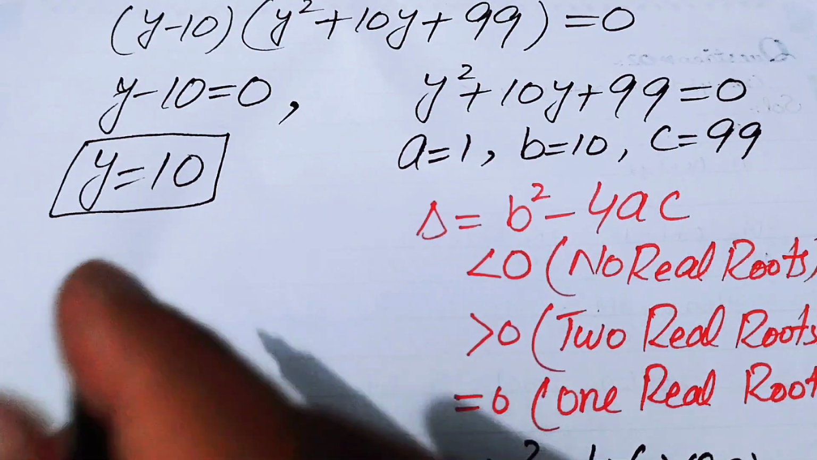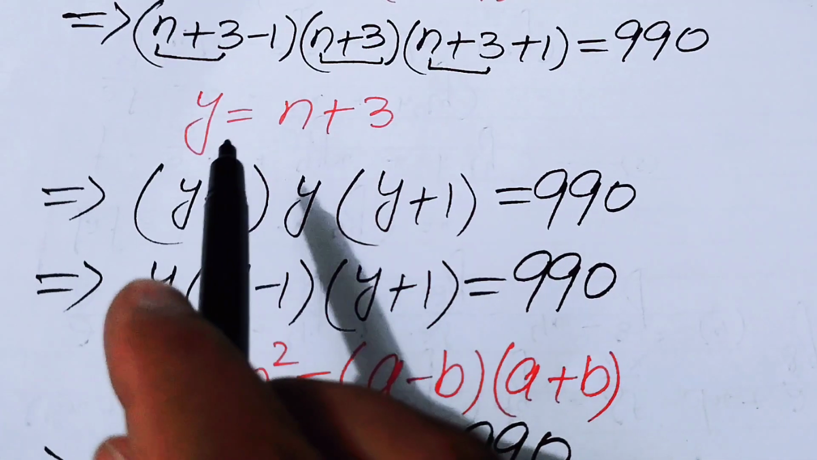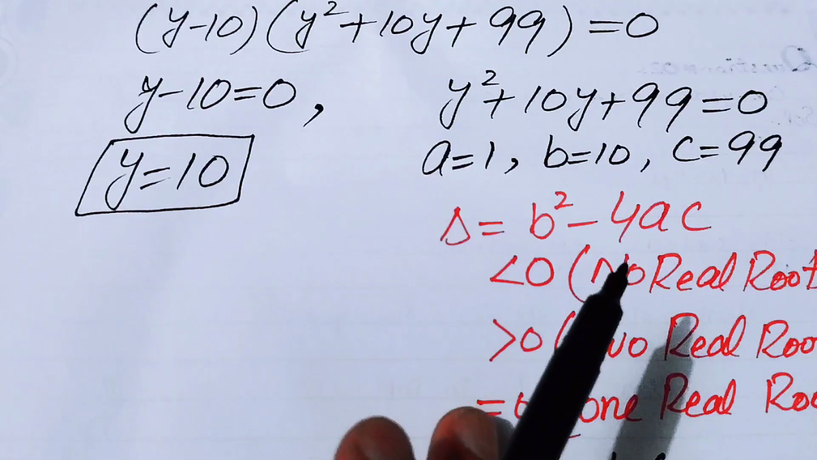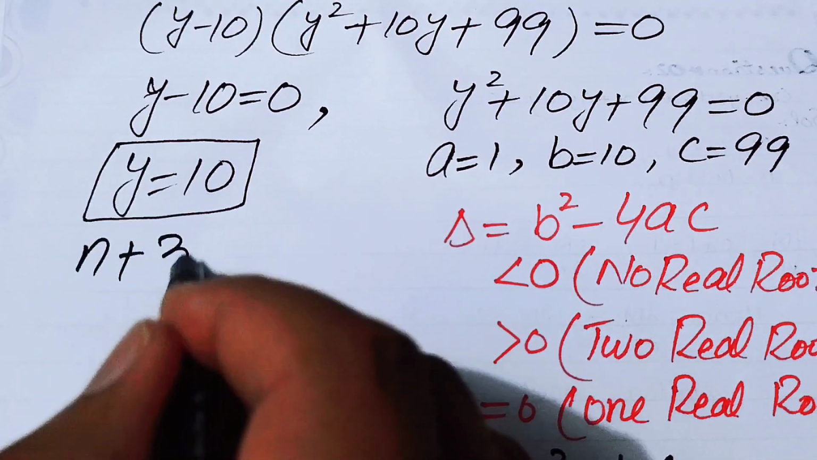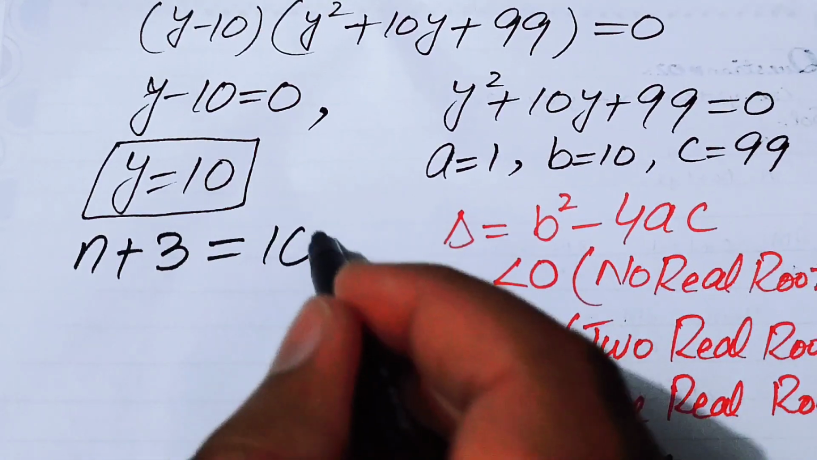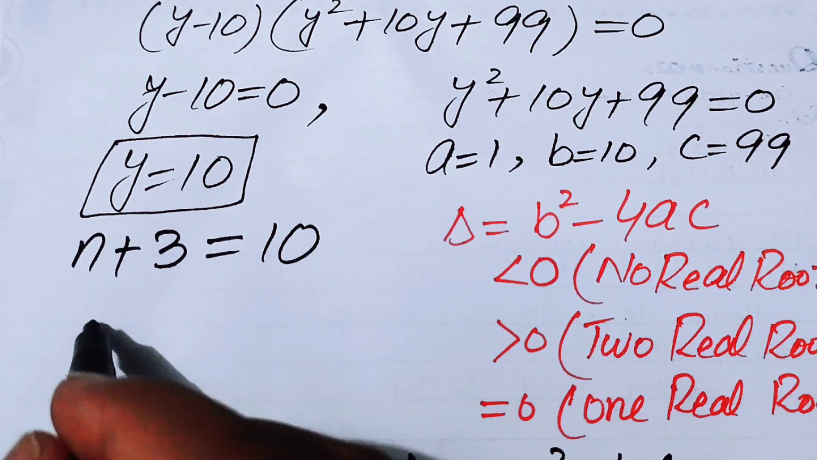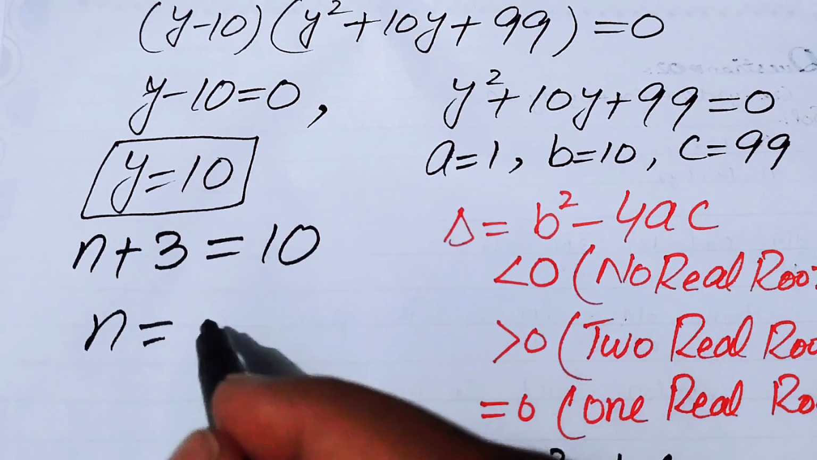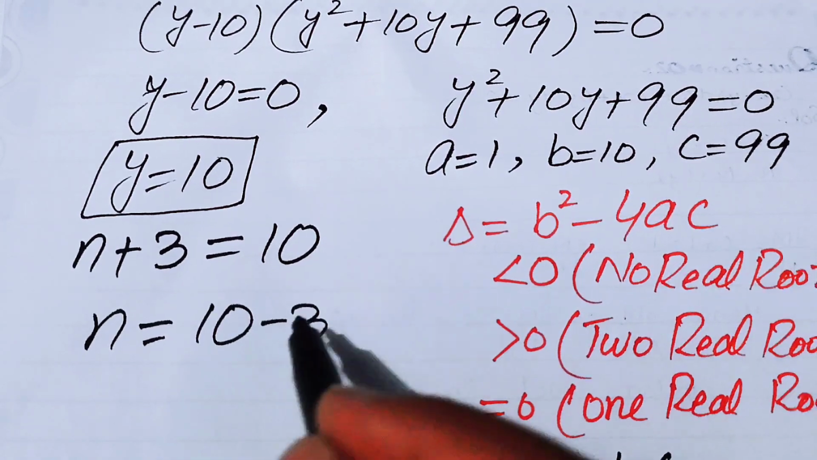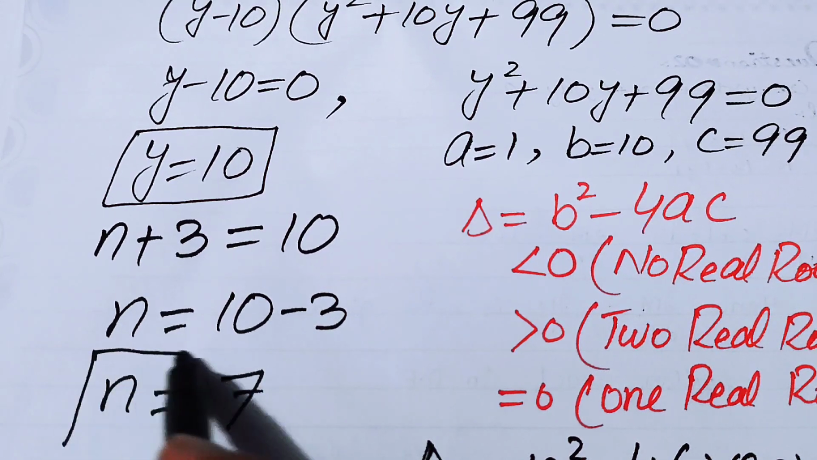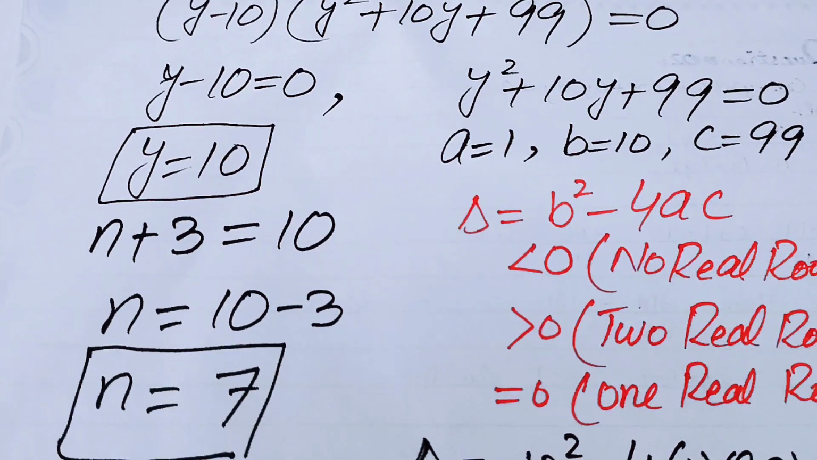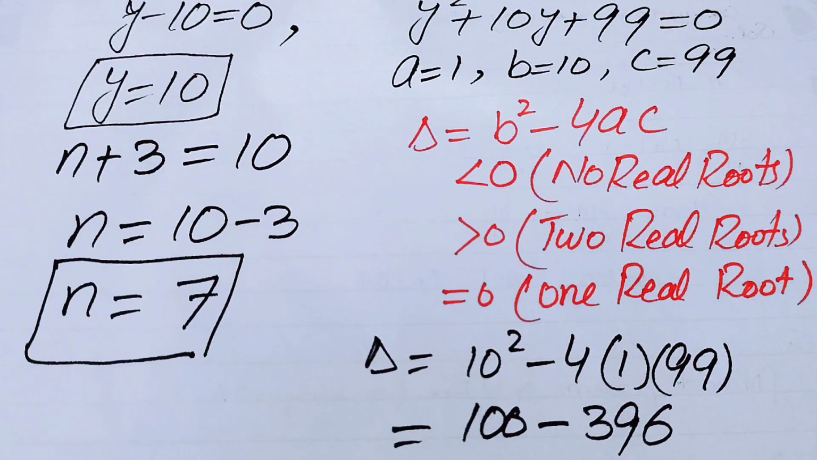In the start of the question we took y = n + 3, so we will back substitute the value of y. When you put y = n + 3 in this equation, you get n + 3 = 10, and finally we move this 3 to the right hand side and you get 10 - 3, and finally you get the value of n = 7. So this is our final answer.